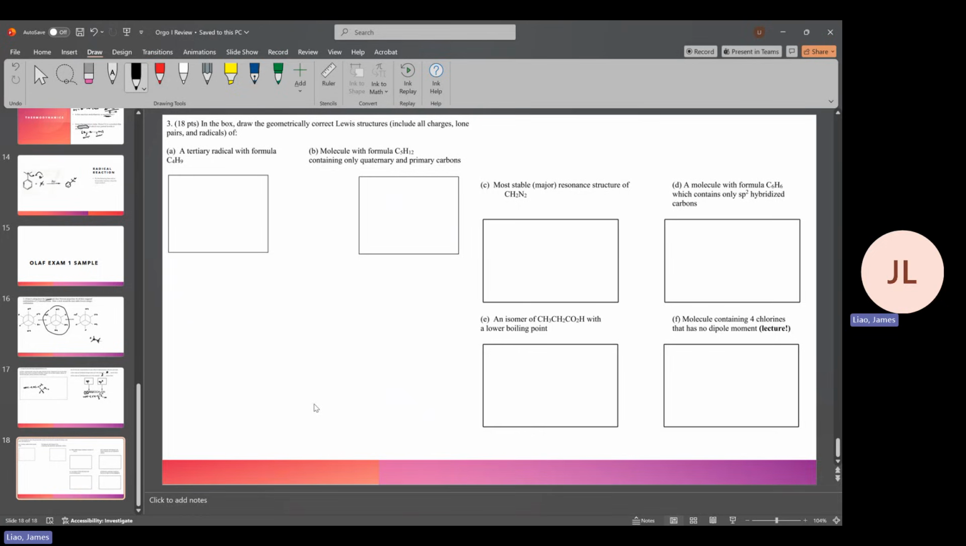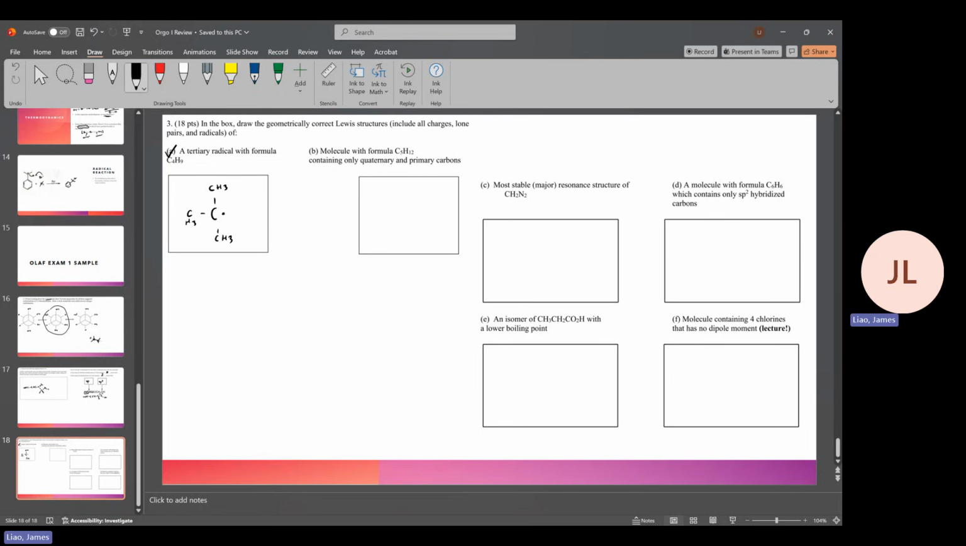And then our final question, we're going to draw some geometrically correct Lewis structures, including charges, lone pairs, and radicals for each of these six parts. The first part is telling us we need a tertiary radical with the formula C4H9. So we need a tertiary radical, which means it's bonded to three other carbons on its own. So we have a carbon right here in the middle with a radical and three other carbons together. The formula is C4H9. So we can put it in distributes of three, CH3, CH3, and CH3, and we have C4H9, and that is our molecule.